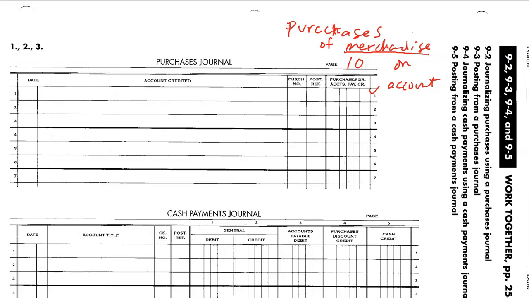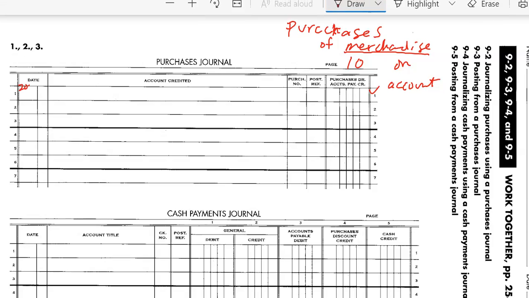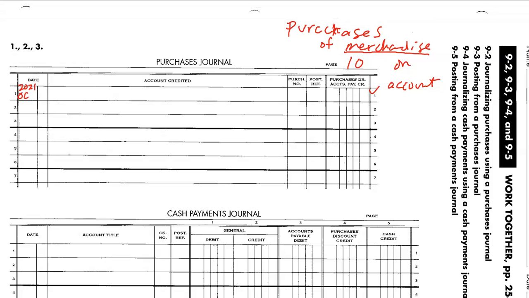We purchased merchandise. All right, that's a clue. Purchase merchandise on account, so that tells me that I have to use the purchase journal. That's the only kind of transaction that's going to go in this journal. And we purchased from Pacific Supply for $3,252. All right, so that was on October the 2nd. So just like we are used to doing, the year over the month, and then the day.